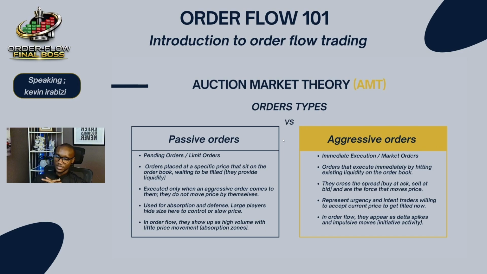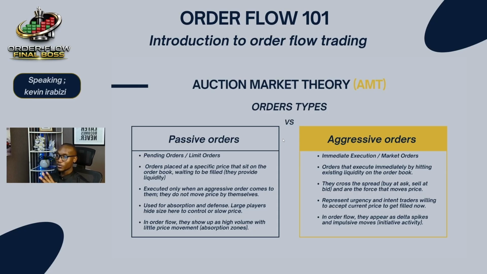Let me explain it in this way. Passive orders or limit orders are placed at a specific price level in the order book and they are waiting to be filled. They do not get filled until an aggressive order interacts with them. Then and only then shall we have a transaction.